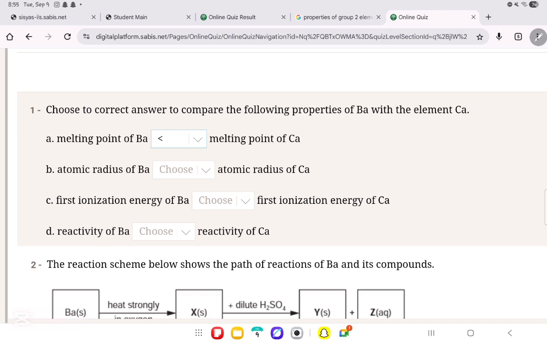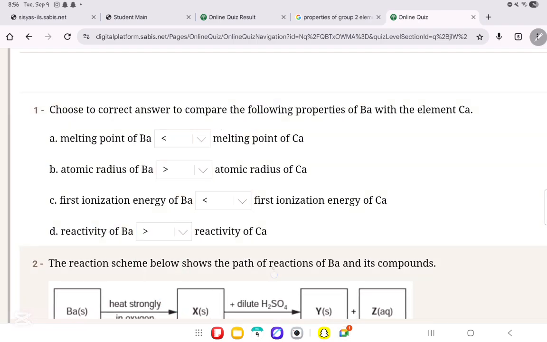Whereas we said as we go down the group, atomic radius increases. So Ba is lower than Ca. That means Ba has a greater atomic radius than Ca. Now, as we go down the group, first ionization energy decreases. That means first ionization energy of Ba is less than that of Ca. And then finally, the reactivity in general of Ba. As we go down the group, the reactivity increases. So in this case, the reactivity of Ba is greater than the reactivity of Ca.